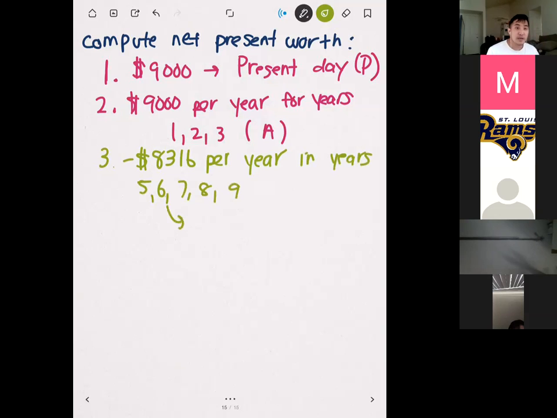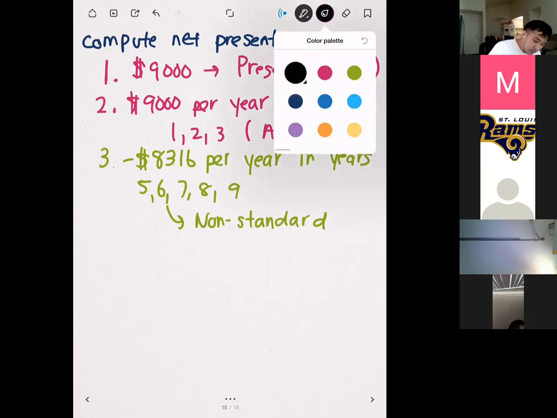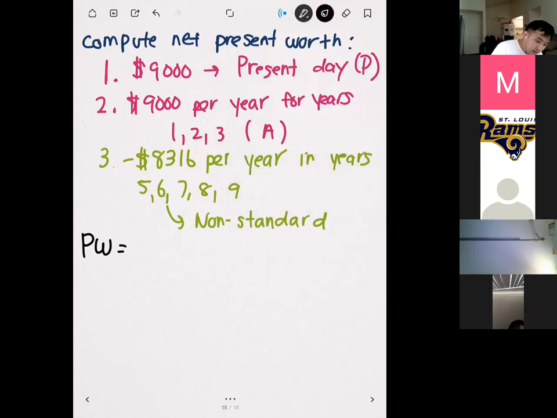And then what we know about this is because it's a uniform series that starts, you know, much later in our timeline, we have to do multiple conversions here. So this is going to be a non-standard cash flow. Okay. And so let's write out the formula here. All right. So our present worth is equal to. First, we have our 9,000. And so since this 9,000 is already in a present day sum, we don't have to do anything to it. Okay, so it's just going to be 9,000.